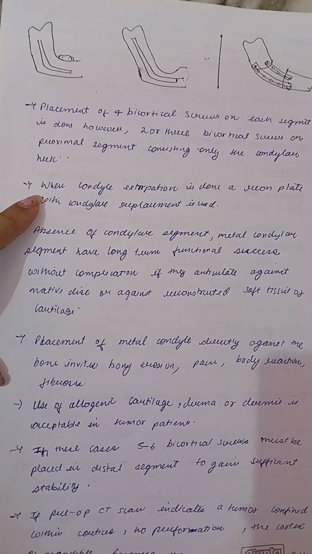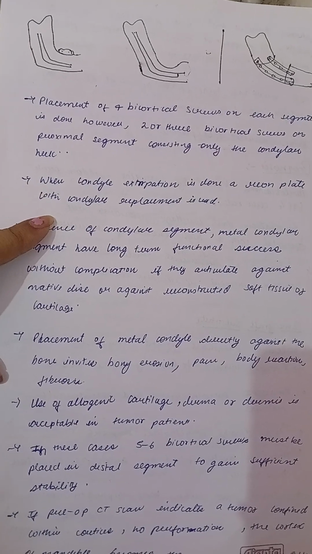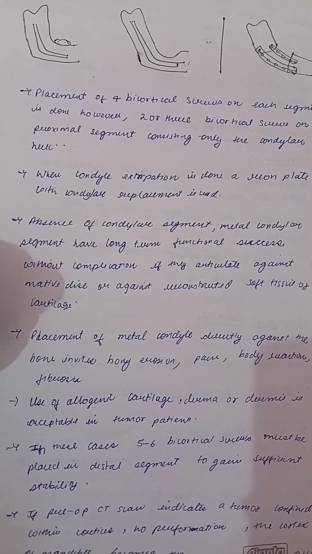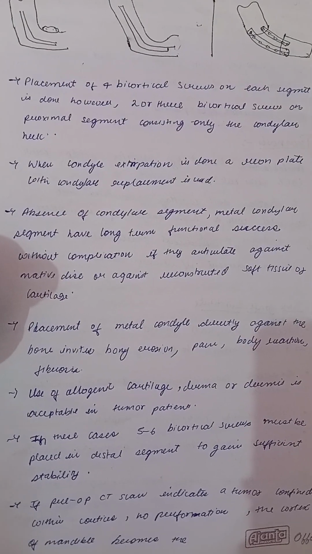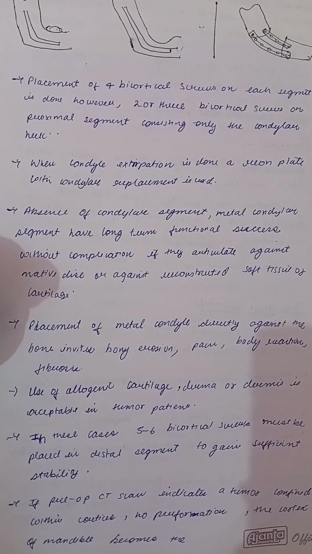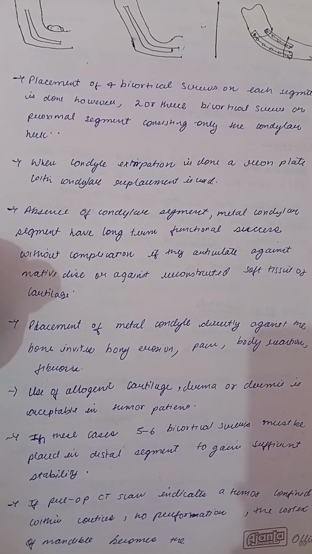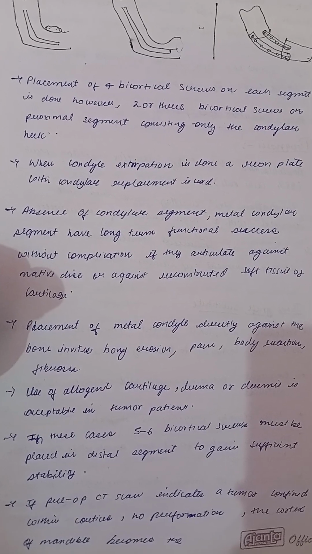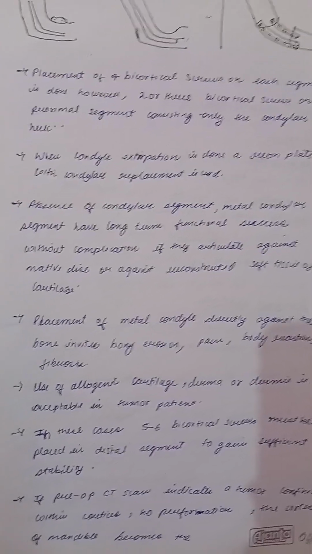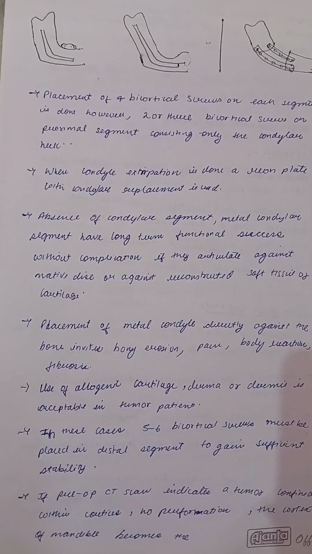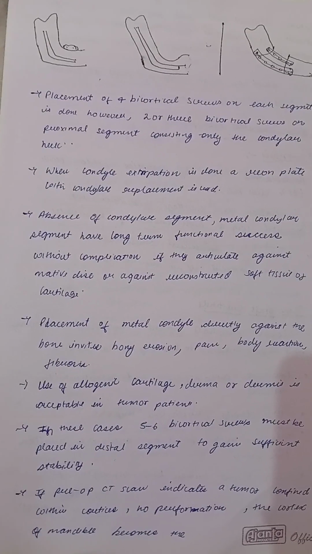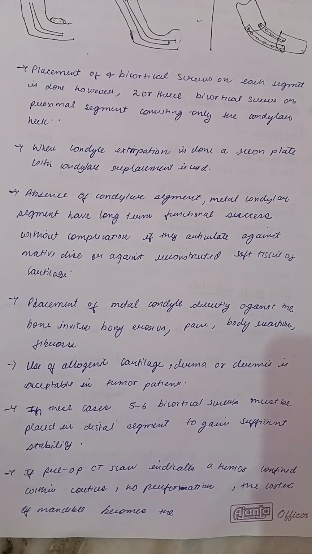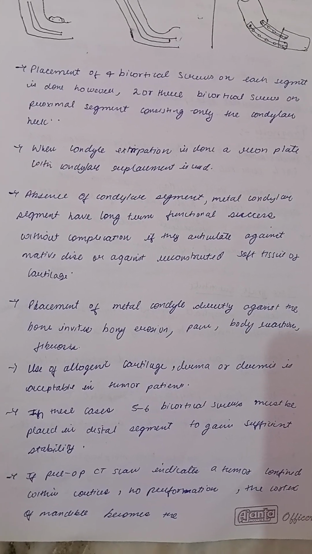When condyle extirpation is done, a recon plate with condylar replacement is used. If we are removing the condyle also, we can use a recon plate with condylar replacement. Metal condylar segments have long-term functional success without complication if they articulate against native disc or against reconstructed soft tissue or cartilage. Placement of metal condyle directly against the bone invites bony erosion, pain, bony reaction and fibrosis.